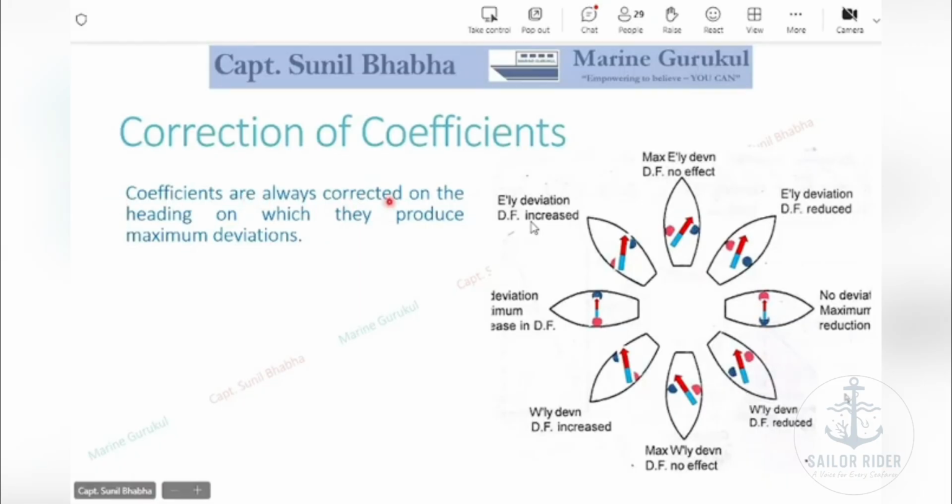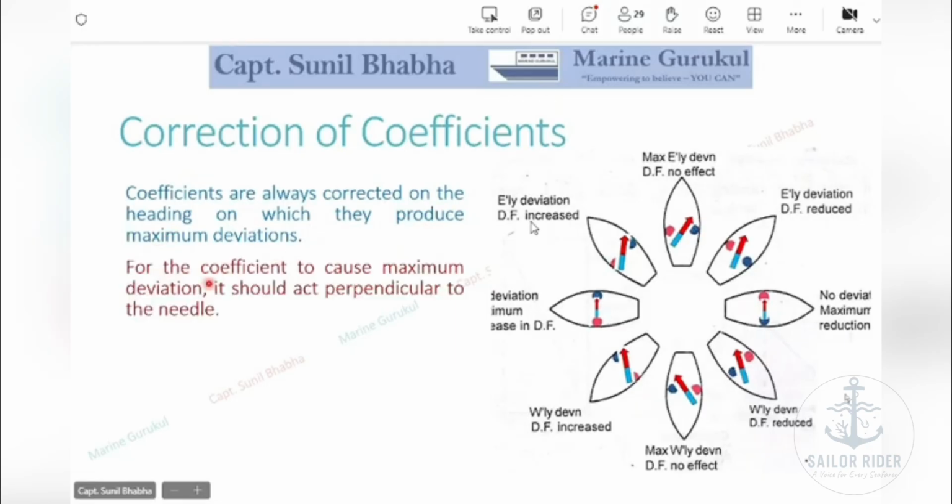The coefficients are always corrected on the heading on which they produce maximum deviation. For the coefficients to produce maximum deviation, it should be acting perpendicular to the compass needle or to the magnetic field of the Earth. Now in our case, you can see the maximum deviation is being generated on northerly heading and on southerly heading. It is on north and south heading that the poles of the ship are at right angles to the magnetic compass. So this coefficient would be corrected on a northerly heading or on a southerly heading.